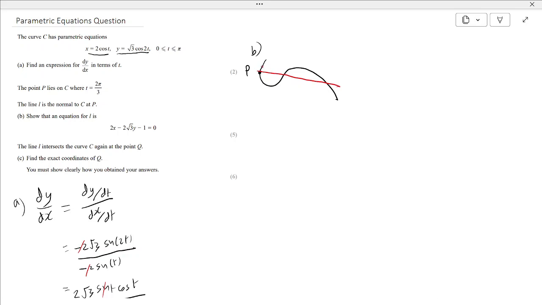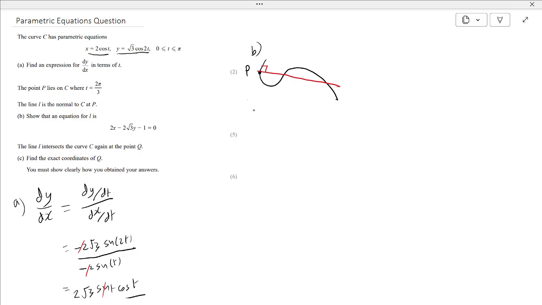Okay. The way you find the normal to a curve, whether it's parametric or not, it's the same idea, right? You find the gradient of the curve at that point, and the negative reciprocal will give you the gradient of your normal, your straight line. And then once you know the gradient of your straight line, you just need the coordinates of the point it goes through, so the coordinates of P, and then we can use that to find the full equation of the line. So let's start with the gradient.